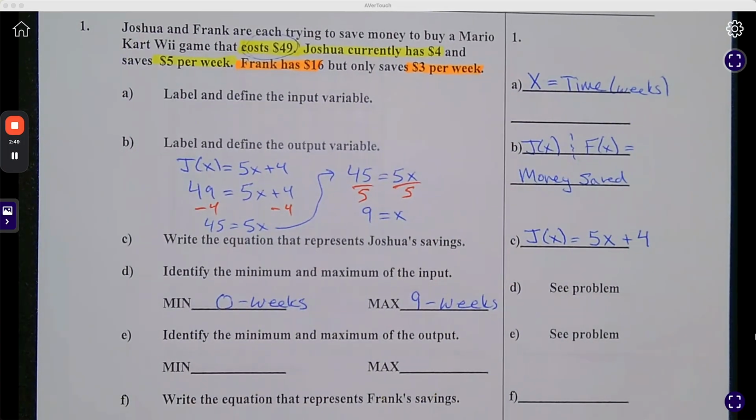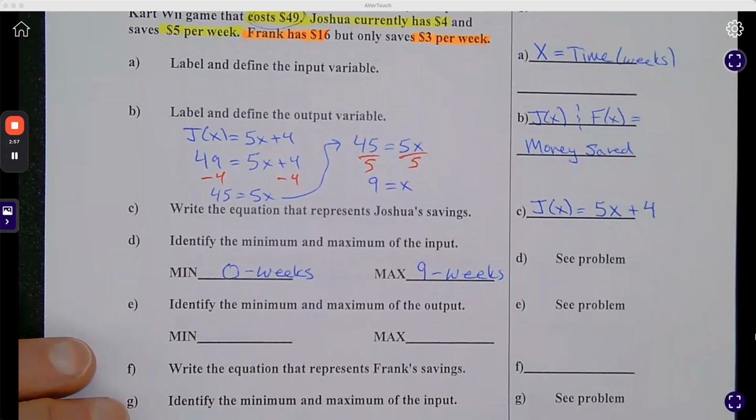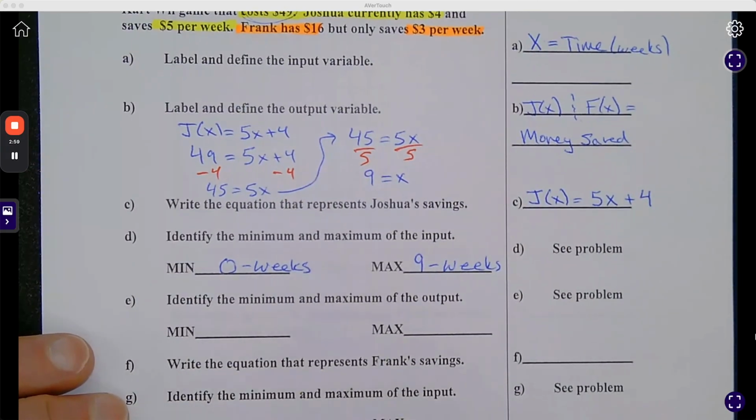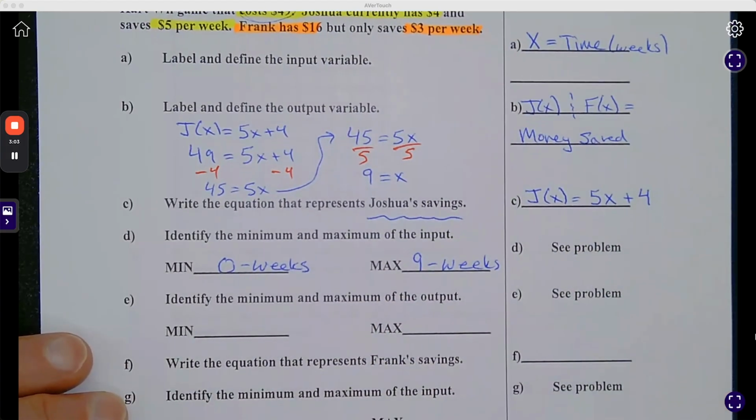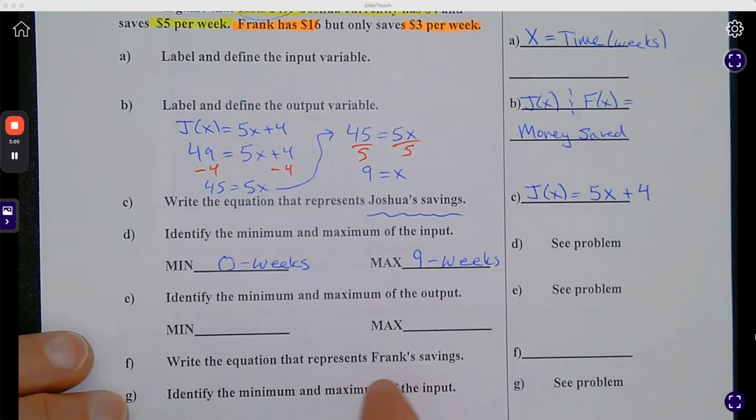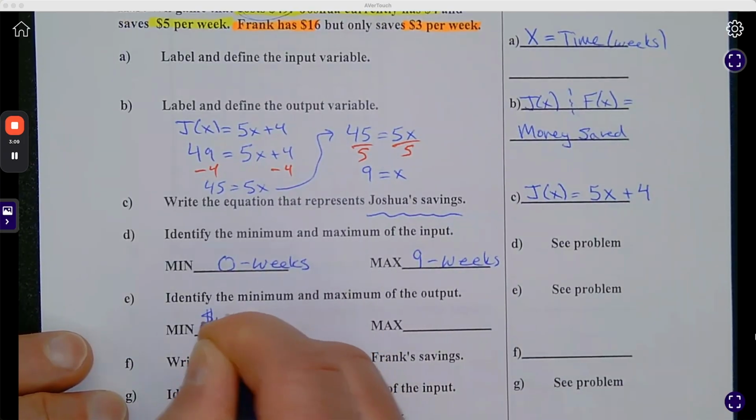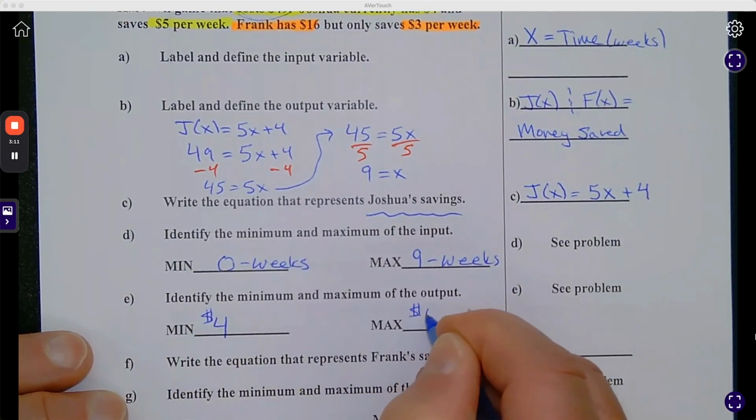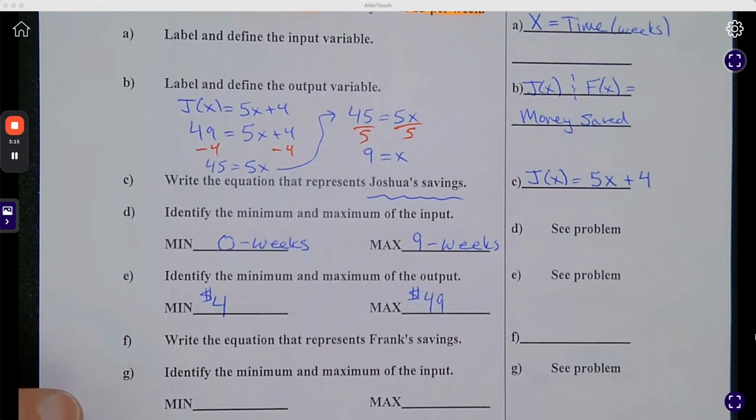Identify the minimum and maximum of the output. Okay, well the minimum, and notice how we're talking about Joshua, right? The minimum amount that is the output, which is money, is $4. Well, the maximum is how much you need to buy the game. It's $49. All right, that's not bad.